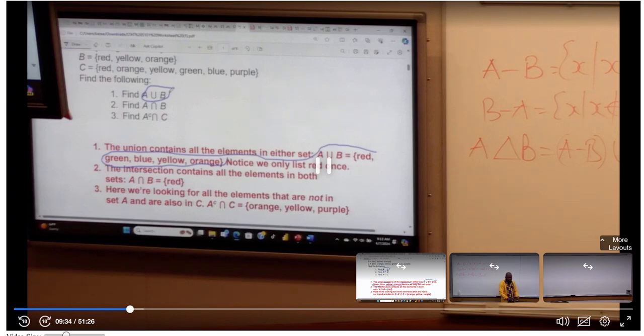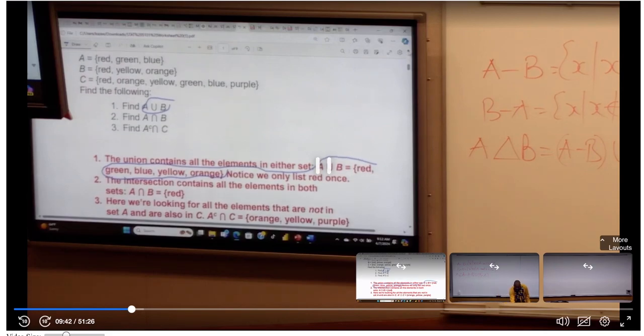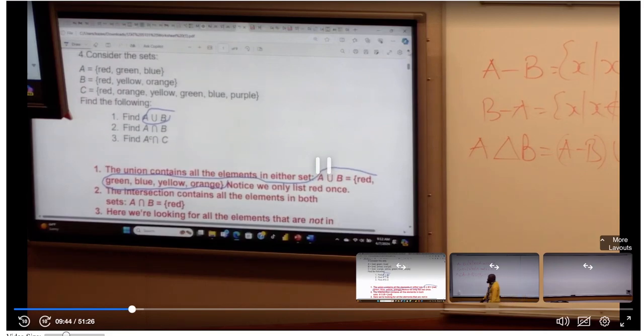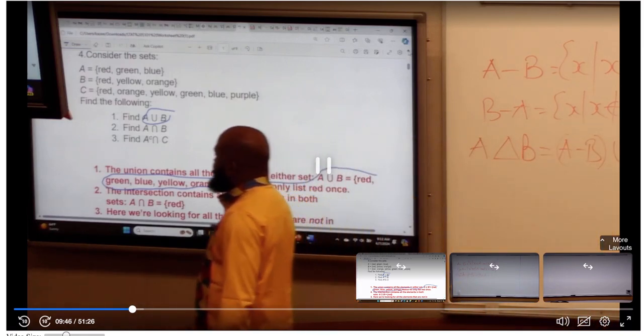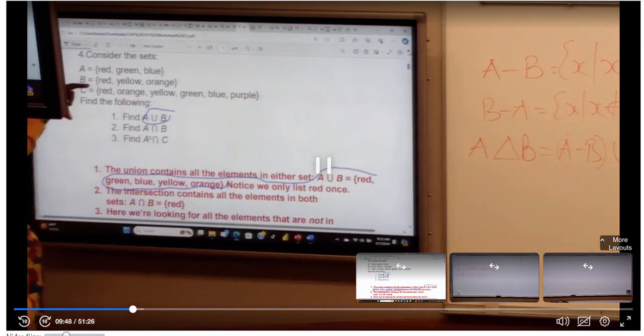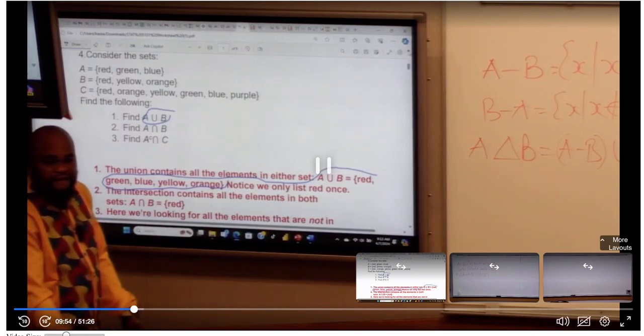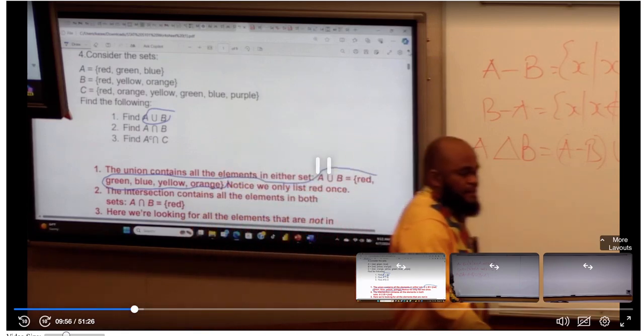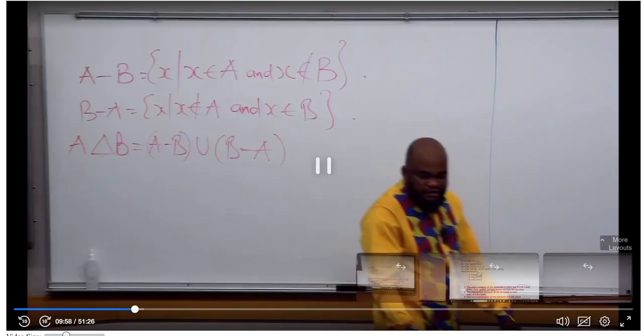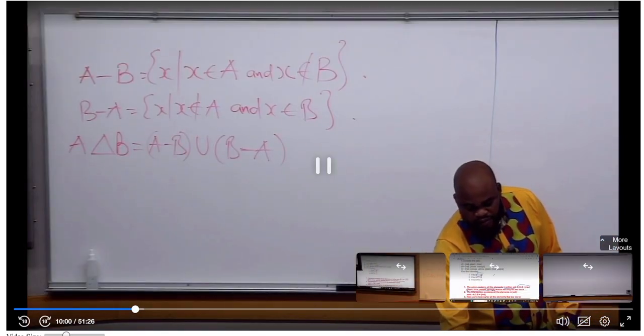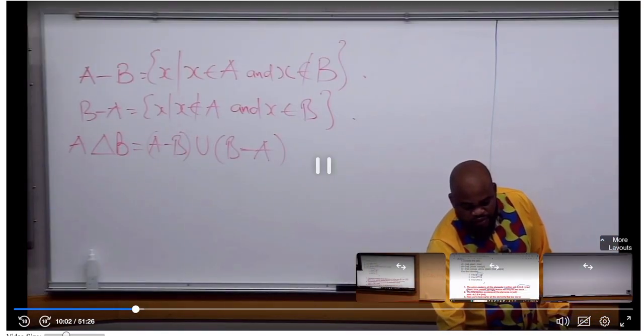Now the next is the intersection. Of course, the intersection is what A and B have in common, which is going to be red in this case, and that is why you see that to be red. That's right. Then the next is you want to find A complement intersection C.